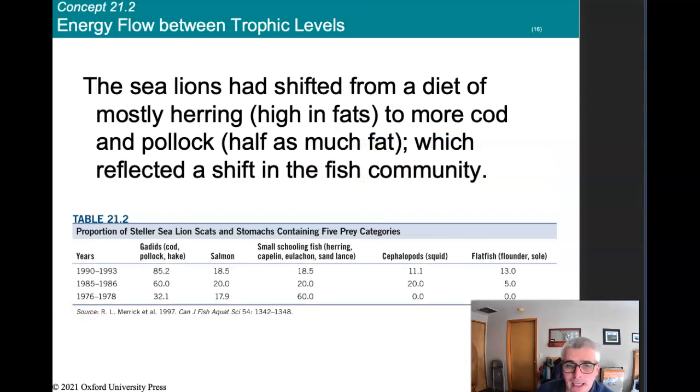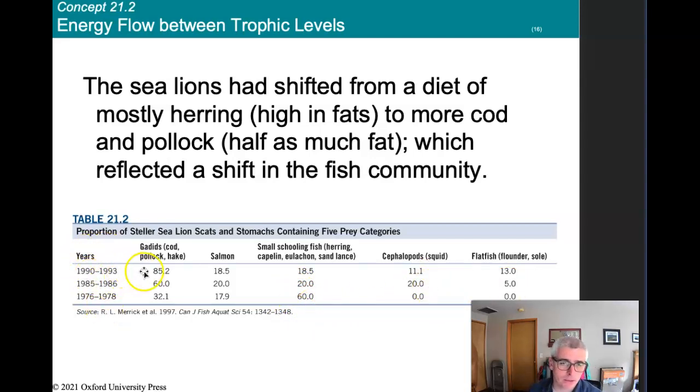And it's been recorded that their diet has changed. And so if we go back and look at 1976 to 78, they're having a relatively smaller proportion of cod, gadoids, mostly hake, or pollock actually in this area, salmon, and then a ton of small schooling fish, herring, capelin, eulachon, sand lance, little tiny fatty fish. They eat a bunch of those. And then no cephalopods or flatfish.